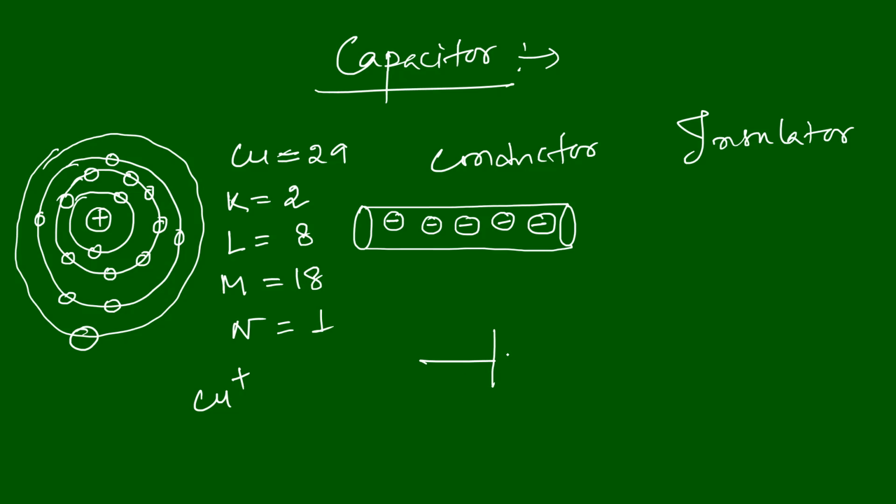If this is a battery, this is the positive terminal and this is the negative terminal. We know that the positive terminal is at a higher potential and the negative terminal is at a lower potential, and due to their potential difference, the current starts flowing. But actually, the number of electrons in the negative terminal is greater, so the electrons flow from the negative terminal towards the positive terminal. This is known as electronic current.